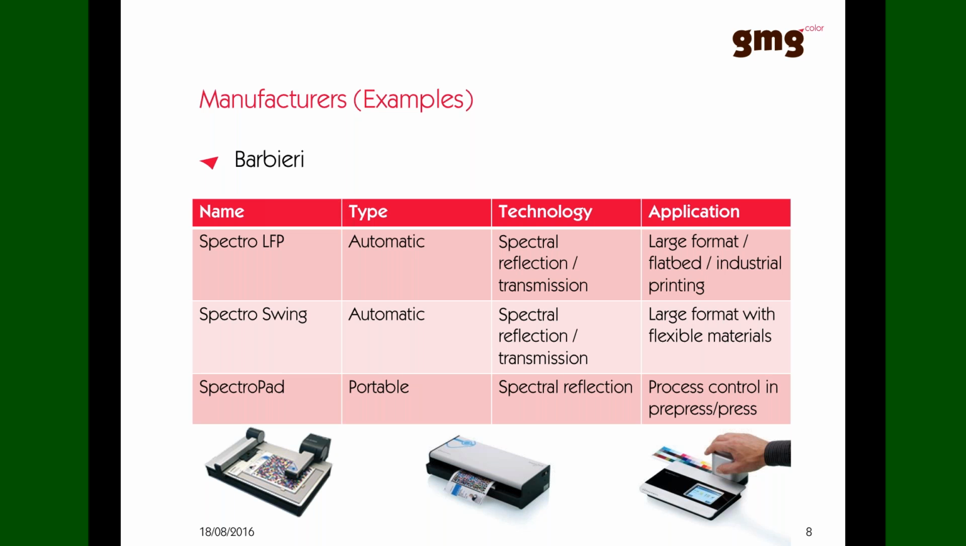And then Barbieri also has the SpectroPad on the lower right-hand side, you see it. It's a portable device, so a manual device. It measures the spectral reflection, and it's mainly used for process control in press or pre-press. So you can measure, for example, a media wedge or a press control strip.